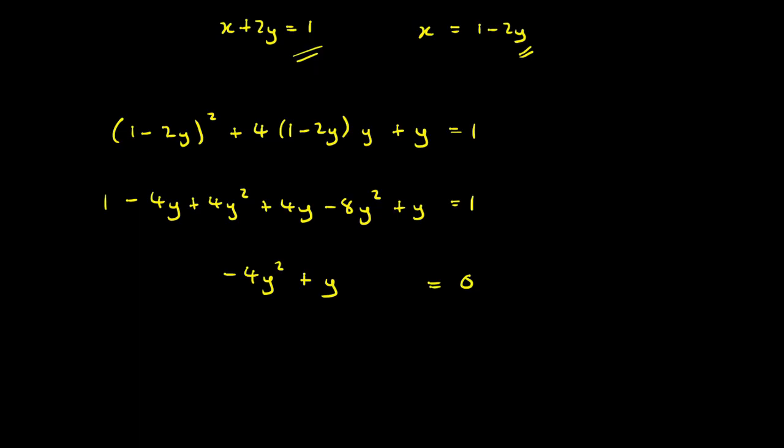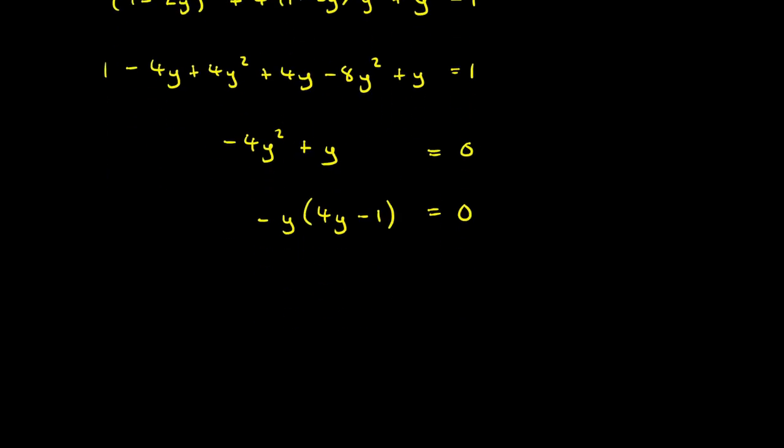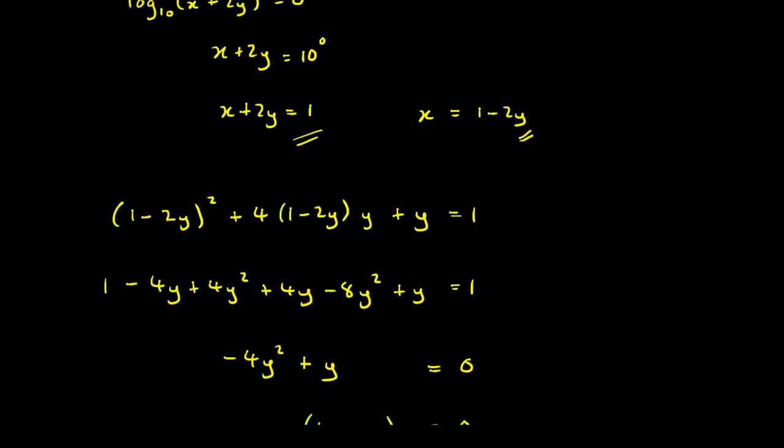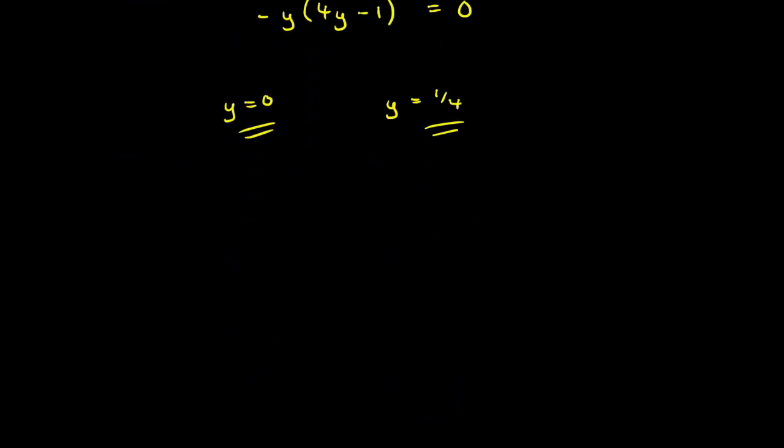And then we can subtract 1 and that will give us 0. So then let's factorize out negative y. If I factorize out negative y, that becomes 4y minus 1. And so therefore we've got two solutions. We've got y is equal to 0 and we've got y is equal to a quarter. And of course we know that x is 1 minus 2y.